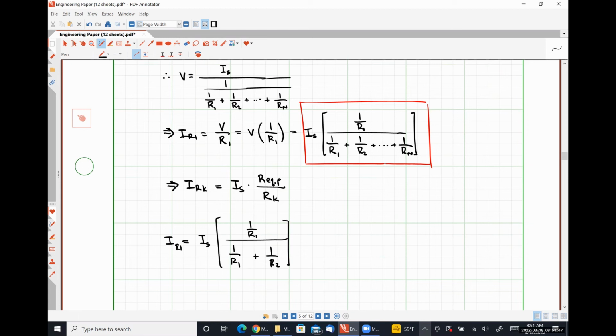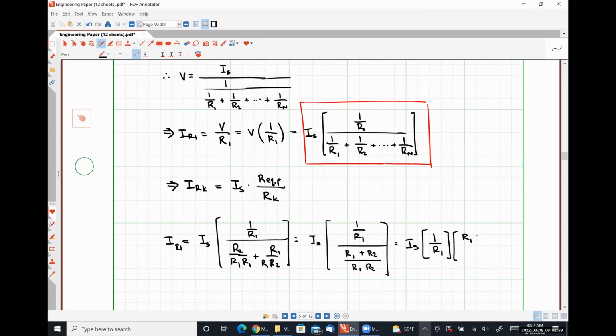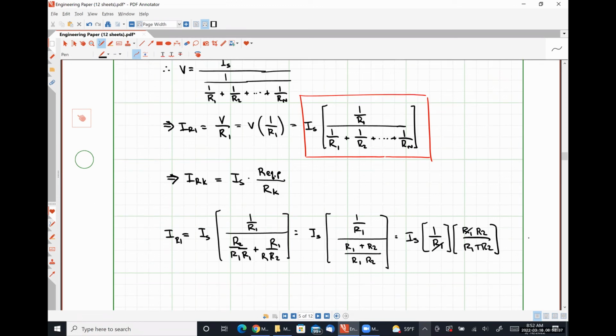Well, I can call 1 over R1 R2 over R1 R2, and I can call 1 over R2 R1 over R1 R2, which makes this look like IS multiplied by 1 over R1 divided by R1 plus R2 divided by R1 times R2, which is the same as IS times 1 over R1 times R1 R2 over R1 plus R2. And since those R1s cancel each other out, what this leaves me with is IS times R2 over R1 plus R2.